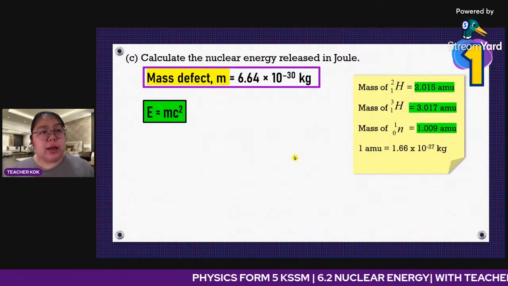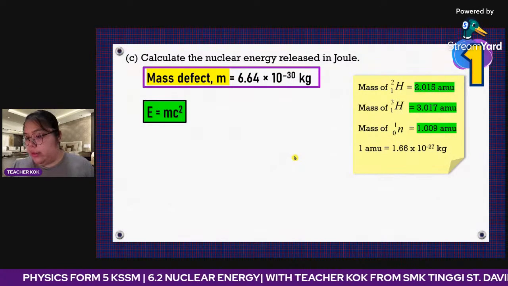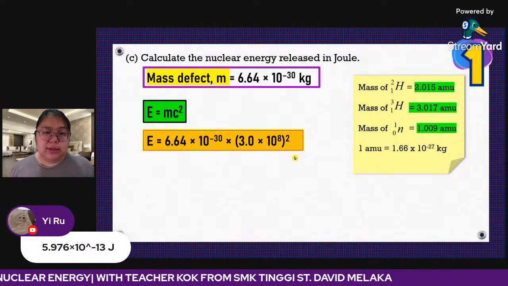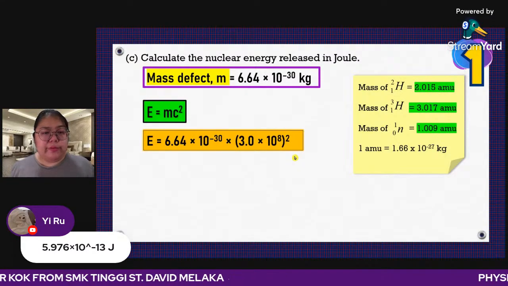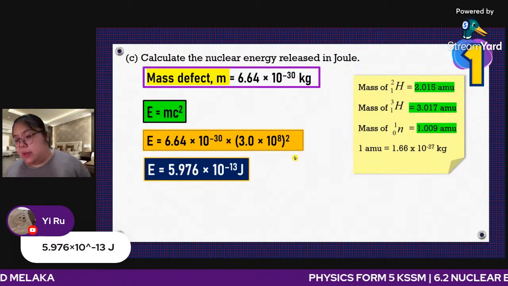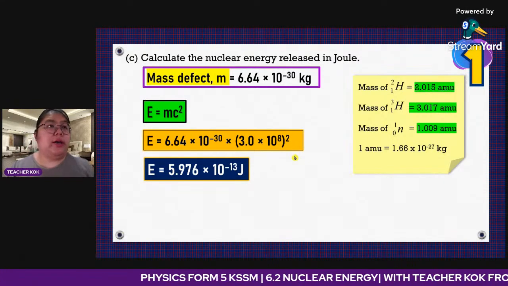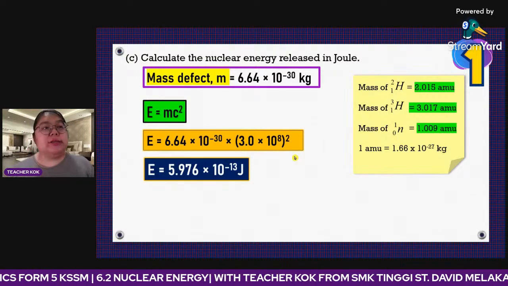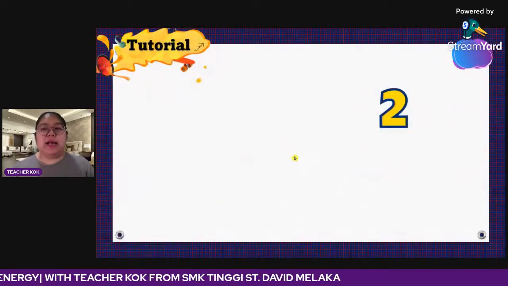E equals mc squared. Remember the square. Okay, we get it. 5.976. We take the mass defect and multiply by the speed of light squared, and get 5.976 times 10 to the power of negative 13 joule. So this one is a simple question. It means if you follow the steps, you can apply it. Now we're going to see the second question.